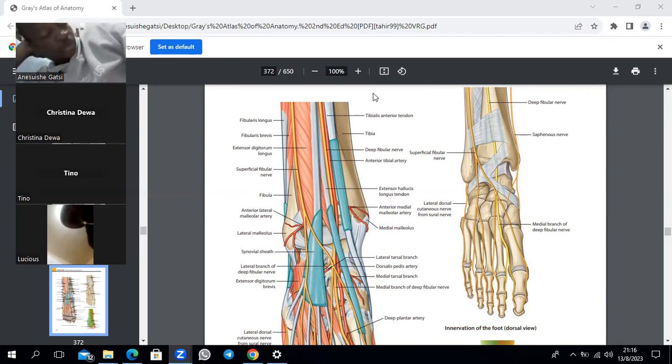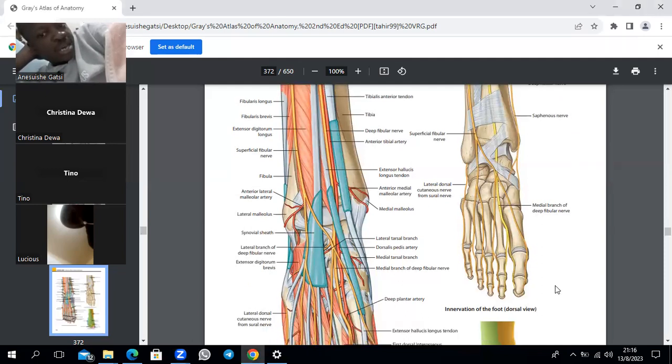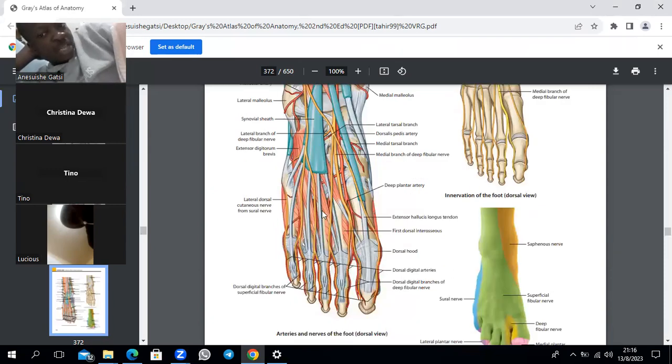Because remember, radial artery passes in the anatomic snuffbox, passes between the two heads of the first dorsal interosseous, then it passes between the two heads of the adductor pollicis, then it arcs to form an arc, which was your deep palmar arc in the hand. Dorsalis pedis would do the same. It's not really clear on this diagram, so I don't want to say things you won't see, but yeah, this is your dorsalis pedis.